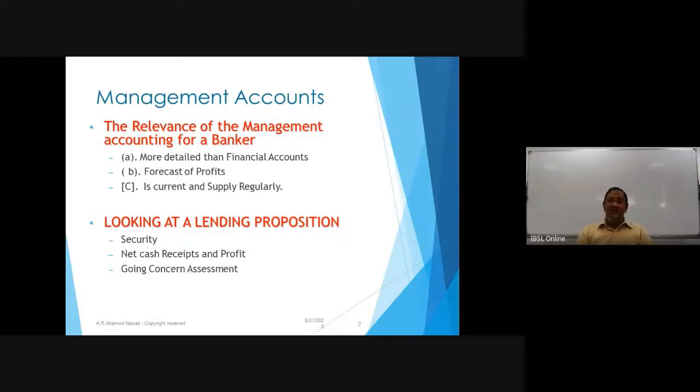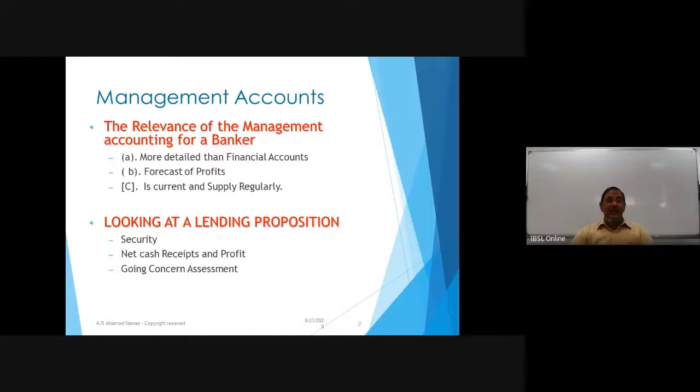Right? So let us look at the lending proposition: what is the risk, what type of security we have to take, what type of receipts, cash, and what is the profit. These two are very important for our recovery. The profit will not pay back the loan. It is the net receipt or net cash. We are going to discuss this in the future.